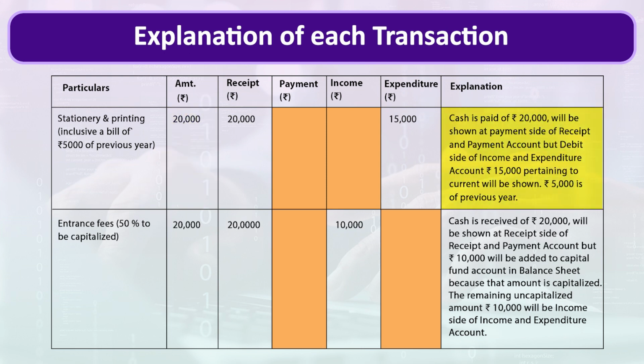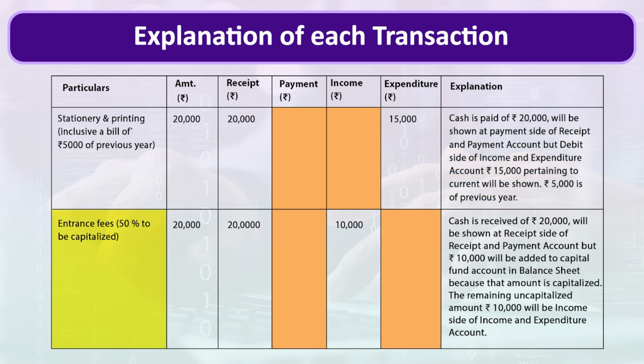Cash is paid of rupees 20,000. It will be shown at the payment side of receipt and payment account, but on the debit side of income and expenditure account only rupees 15,000 pertaining to current year will be shown, as rupees 5,000 is of previous year.